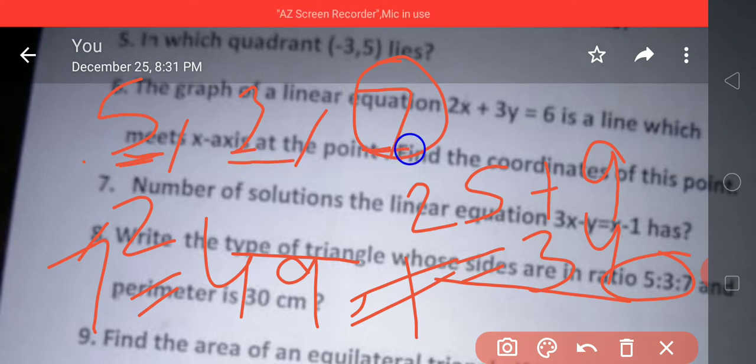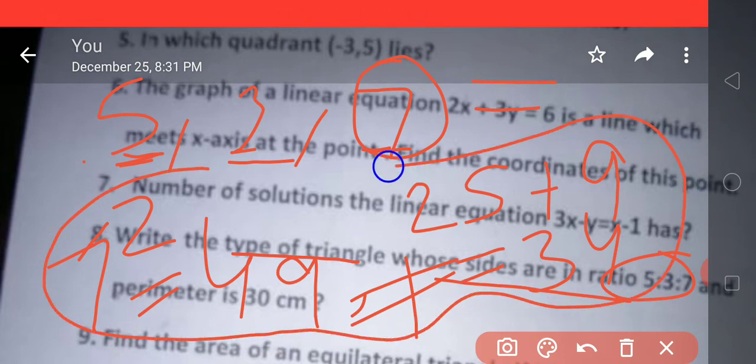No side is equal, so it can be scalene or it can be a right angle triangle. So we have checked here that it is not a right angle triangle, because 5, 3, 7 are not the Pythagorean triplets. So clearly for the 1 mark question you can write scalene triangle.